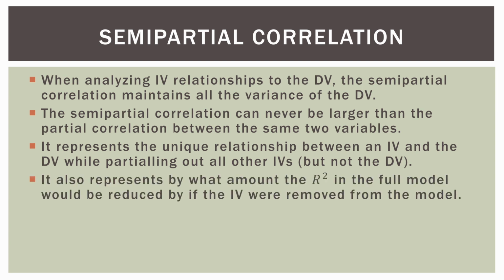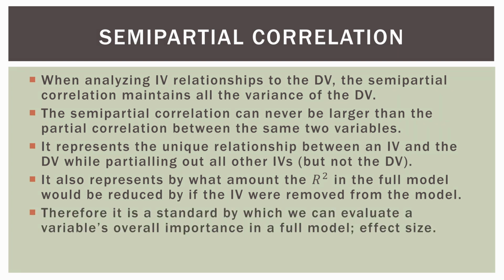It also represents by what amount the R squared in the full regression model would be reduced if the independent variable we're looking at were removed from the model. This is a very important concept when we go forward with building regression models, because as we add additional variables, we want to know, does the addition of those variables matter? Because remember, when we add variables to a multiple regression model, the R squared itself will never go down. It will only increase or stay the same. Most likely it will increase. But we're going to ask ourselves, is that increase in the R squared when we add the independent variables significant, or does it matter? And this is one way we can do that.